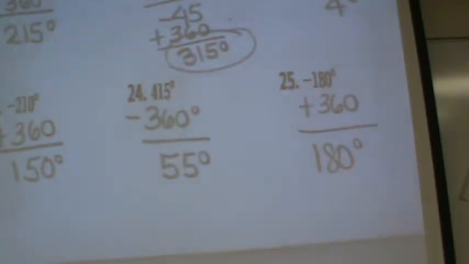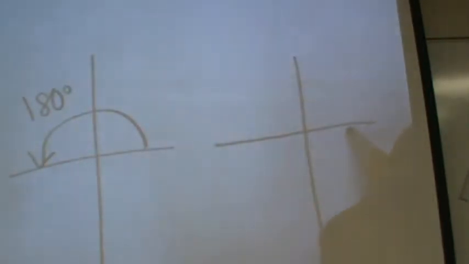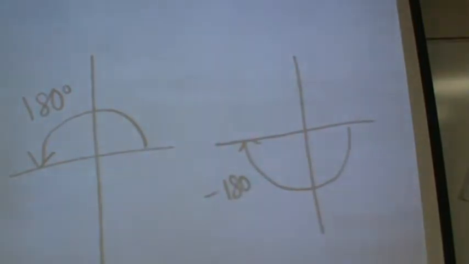Now, how would you show me the difference between a negative 180-degree and a 180-degree angle? What would you do? The direction of the arrow. So, everybody understand that? That is a 180-degree angle. This is a negative 180-degree angle. Got it? So you have to have that arrow.